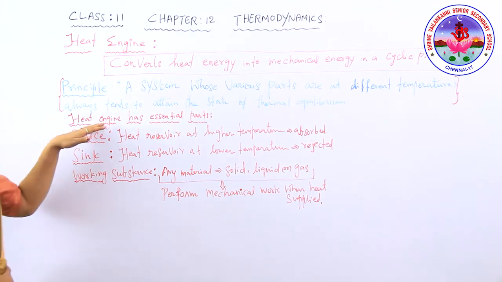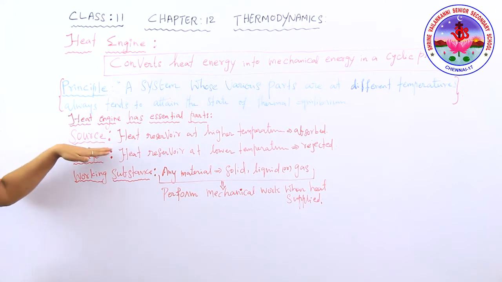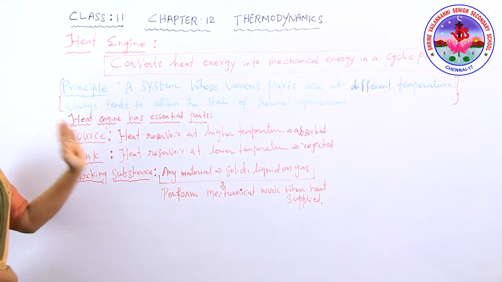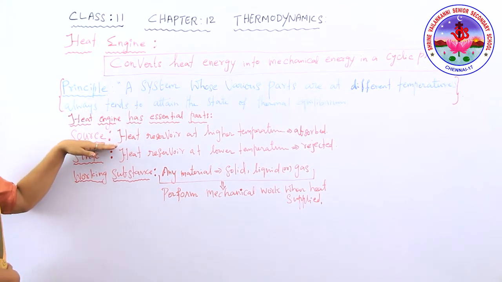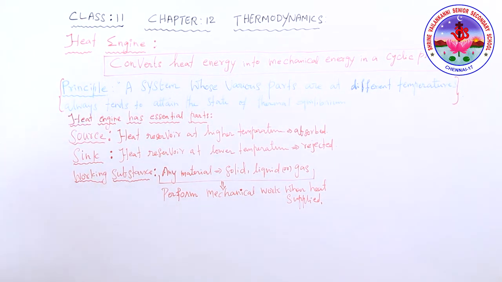So the heat engine has some essential parts. The essential parts are, the first one, source and sink, then the working substance. These three are very important for the working of the heat engine. So what is the purpose and what are we using as a source? The source is a heat reservoir at high temperature, and the heat is absorbed through that. The temperature we have taken as T1, with infinite thermal capacity.